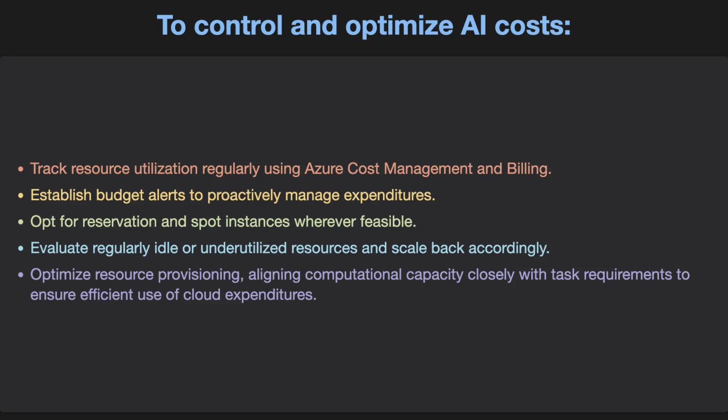To control and optimize AI costs, track resource utilization regularly using Azure Cost Management and Billing. Establish budget alerts to proactively manage expenditures. Opt for reservation and spot instances wherever feasible. Evaluate regularly idle or underutilized resources and scale back accordingly. Optimize resource provisioning, aligning computational capacity closely with task requirements to ensure efficient use of cloud expenditures.